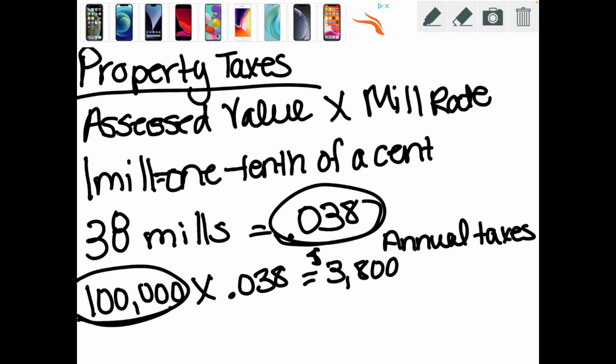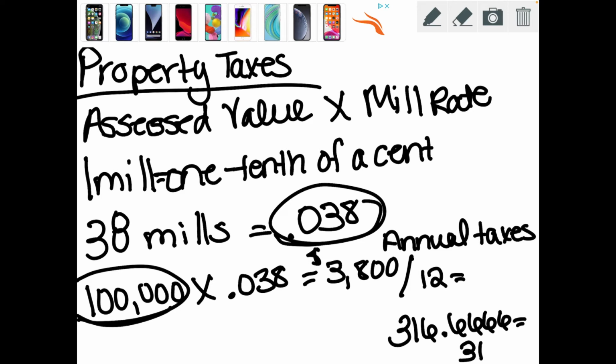Let's say this question asks me to take this a step further, and I need to know the monthly. So I'm going to take that 3,800 and divide by 12, and my monthly property taxes are going to be $316, and it gives you a number of 666 repeating. You keep on going, you're going to round that up to 316.67. So those are your monthly property taxes that are going to be added into your current mortgage payment.